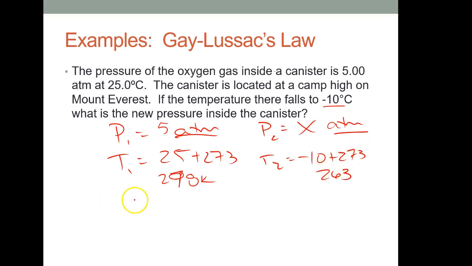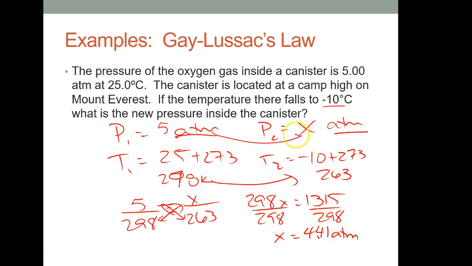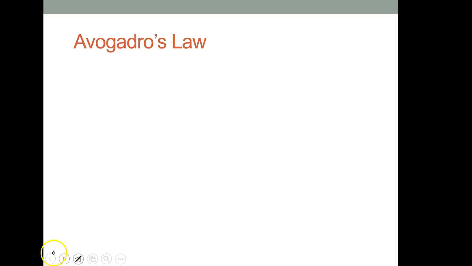So again, set it into your equation: 5 over 298 equals x over 263. I'm going to do my cross multiplying here. I get 298x equals 1,315. I'm going to divide by 298, and you get 4.41. Okay, which makes sense because the temperature went down, so we would expect the pressure to go down. Okay, so there is an example of a different gas law.